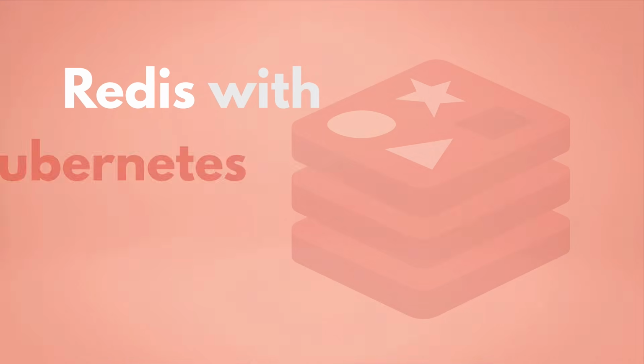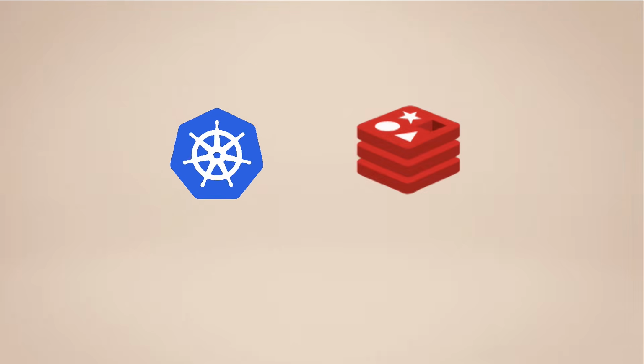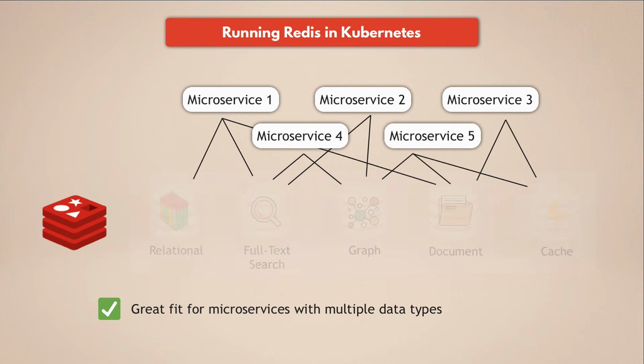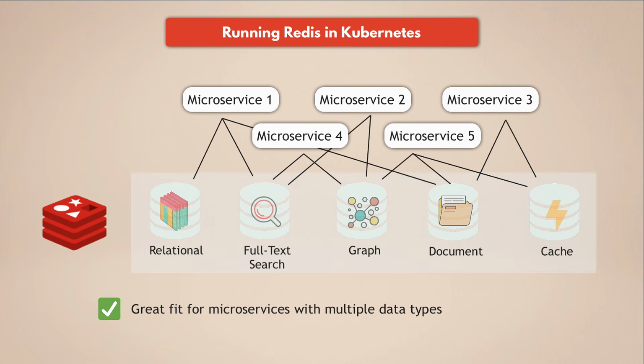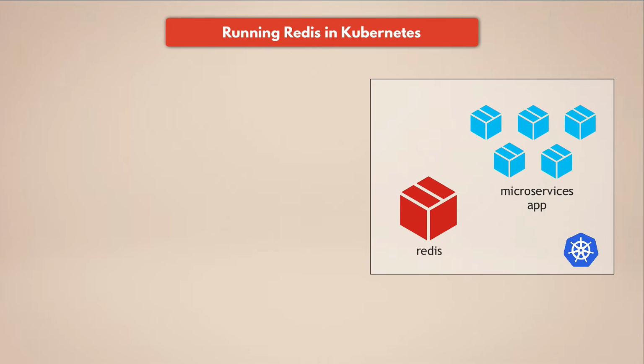And the last topic I want to address with Redis is running Redis in Kubernetes. As I said, Redis is a great fit for complex microservices that need to support multiple data types and that need an easy scaling of a database without worrying about data consistency. And we also know that the new standard for running microservices is the Kubernetes platform. So running Redis in Kubernetes is a very interesting and common use case. So how does that work?